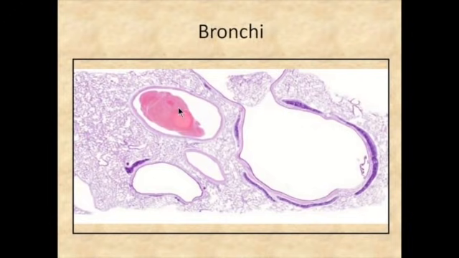This has got red blood cells inside. Usually the arteries run along with the air spaces, and the veins run along kind of a little farther off inside the lung parenchyma. But this could be cut obliquely.